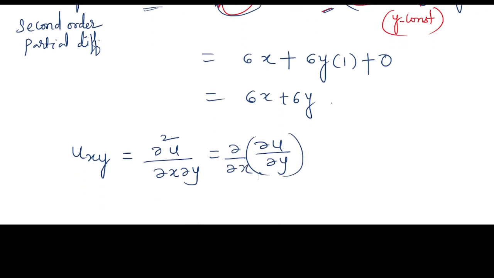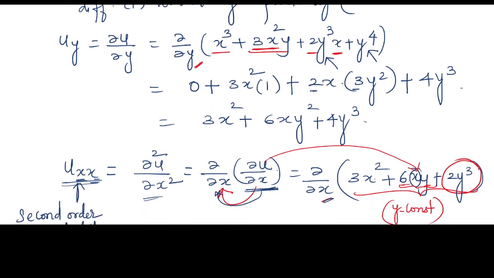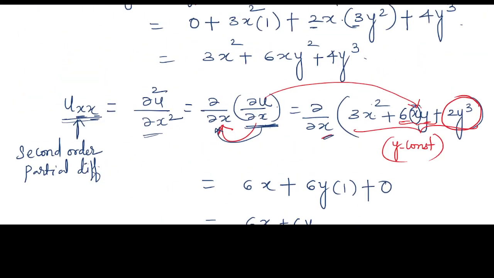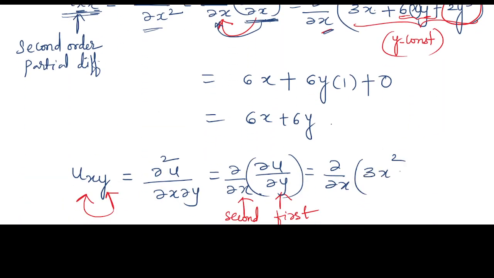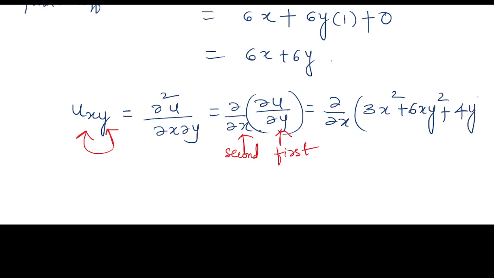Okay, so the order becomes, first we have to differentiate with respect to y and then with respect to x. So first is with respect to y, now second with respect to x. So the derivative of u with respect to x we already have. The derivative of u with respect to x is 3x² plus 6xy² plus the third term 4y³.